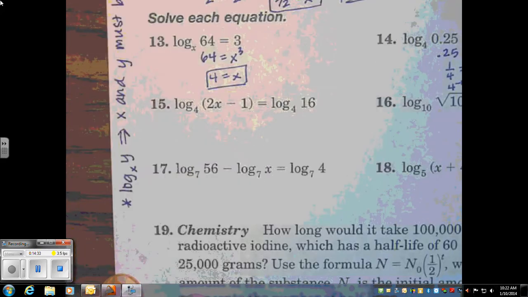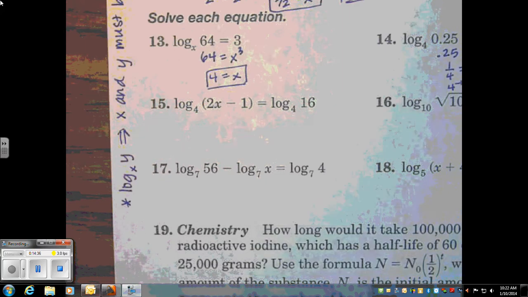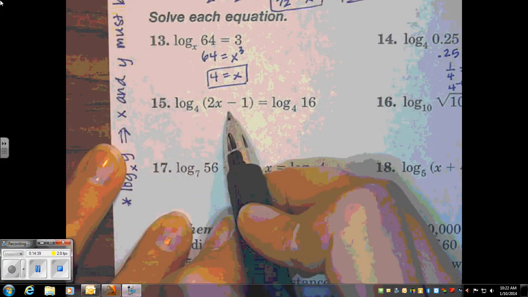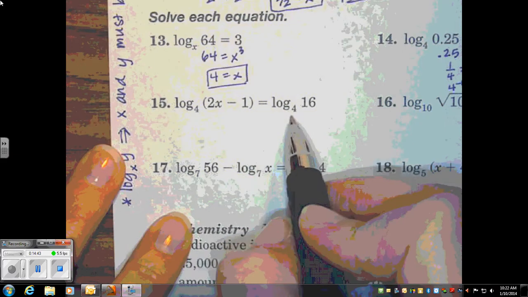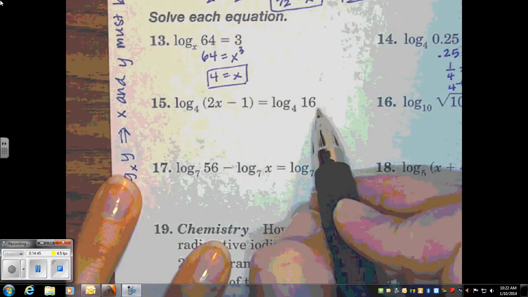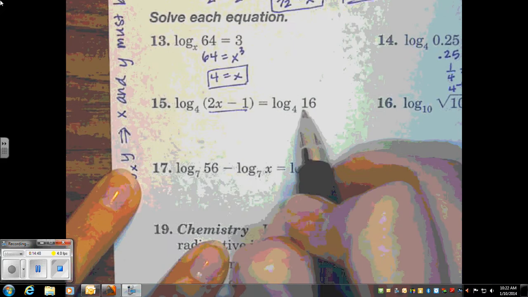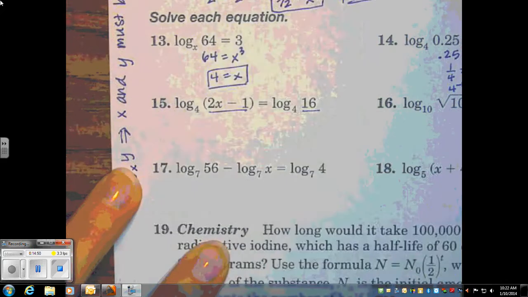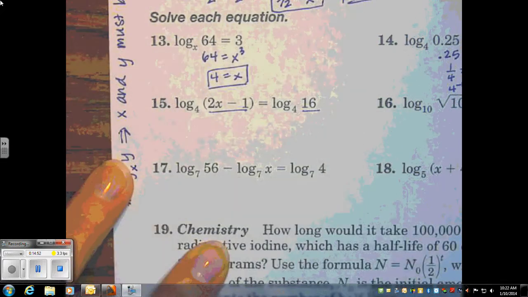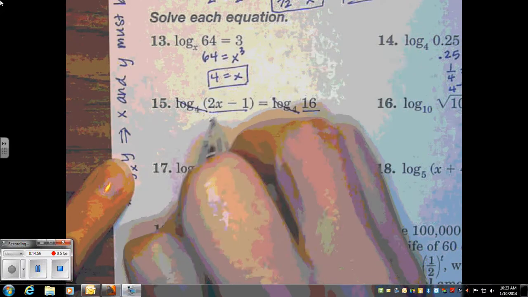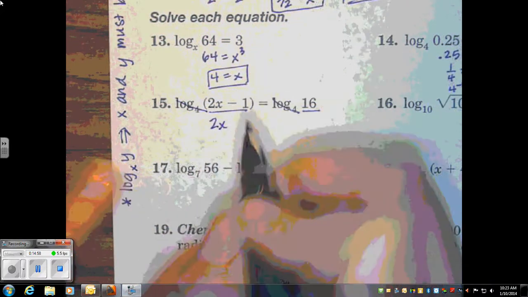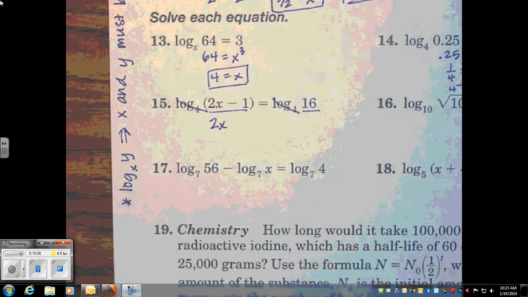All right, 15. Oh, we have some rules here. Here's the thing. If you've got log base of blah equals log base, the same base, of another blah, doesn't this have to equal this? Yeah. Can't we just drop the logs? Sure. Drop the logs. Drop. So we have... Oh, I did not think of that.